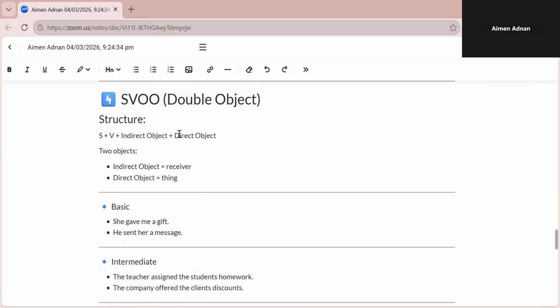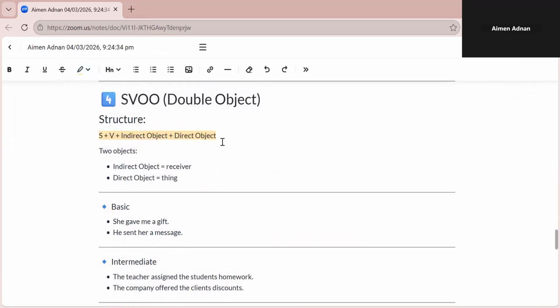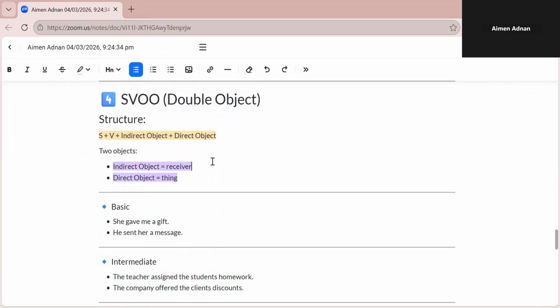I hope that these three are clear and we move on to the next one, which is the SVOO. Now, SVOO has a double object. Now, how come a double object in one sentence? If you look at the structure, there's a subject, there's a verb, and then there are two objects. First is the indirect object and the other is a direct object. Now, there are two types of object. Which one is which is very important to identify. The first is the indirect object, which is the receiver of the action. And the direct object is the name of the action, the thing that is being done.